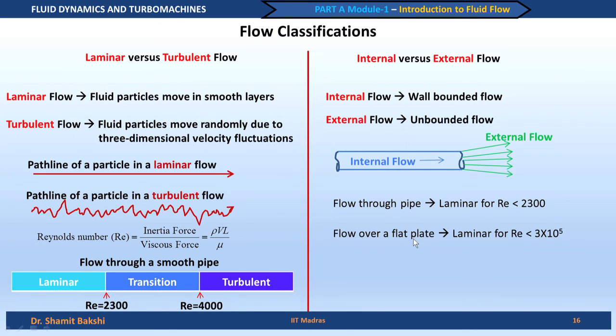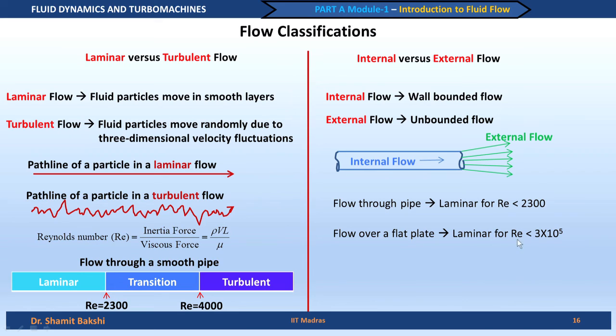Let us consider a flow over a flat plate. This example of flow over a flat plate is again an unbounded flow, because although you have a plate on one side, the other side is unbounded. As you go perpendicular to the plate, there is no boundary. If you put a plate on the top, it becomes a flow through a channel, but if you do not put one, it is just a flow over a flat plate, an unbounded flow. For this flow to be laminar, the Reynolds number should be less than 3 into 10 to the power 5.